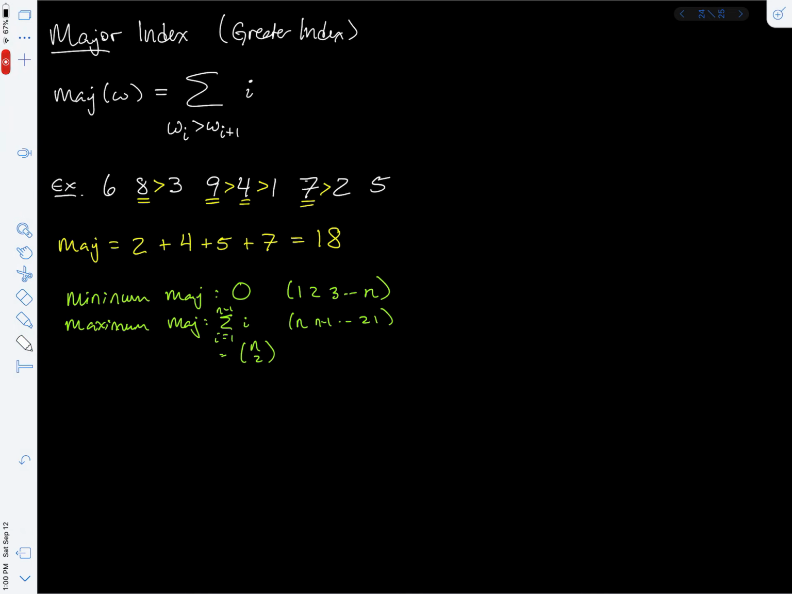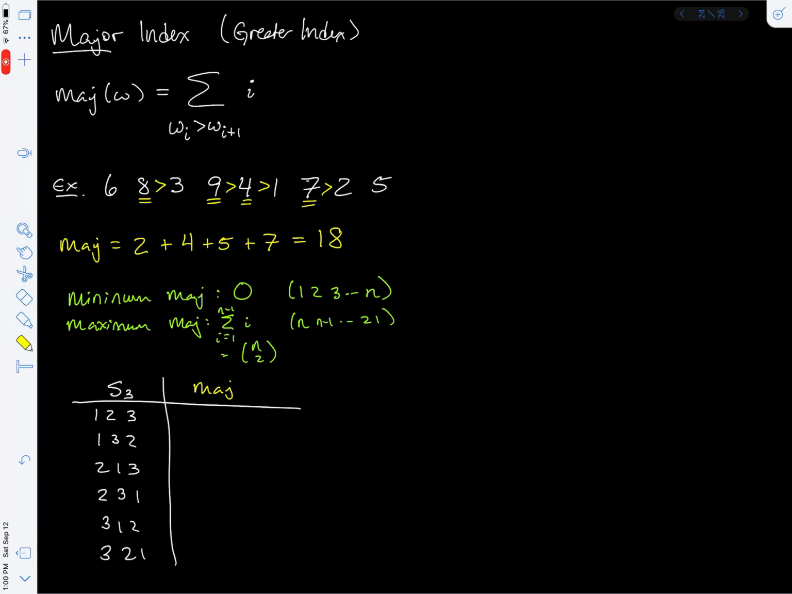Let's do a little more exploring of this idea, and let's do a table for something small like S3. If we're going to write down all permutations of 3, we can write them in lexicographic order. It's a really good idea, unless you have some reason to generate permutations in a different order, to start with lex order. Now let's compute the major index for each of these. Of course, we have the identity, which is 0. Here is a descent. It's in position 2. Here's a descent in position 1. A descent in position 2. A descent in position 1. And now we have 2 descents in positions 1 and 2. And so we get a MAJ of 3.